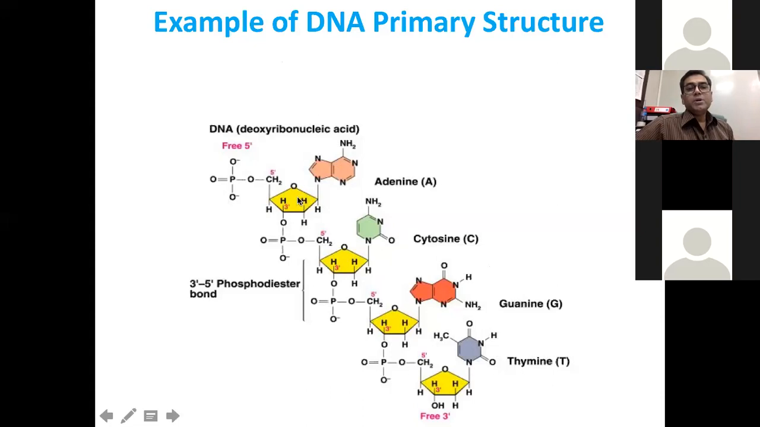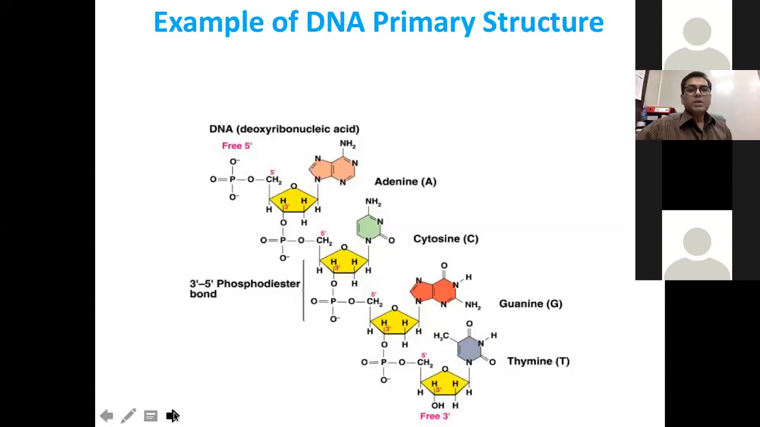type, the same pentose sugar, and the same phosphate group. So that means this is one nucleotide. This one is the second nucleotide. This structure is the third nucleotide, and this structure is the fourth nucleotide. So this is how, when the nucleotides are joined together, get connected with each other, they make a polymer. And this is how DNA templates or the DNA strands are built up or synthesized.